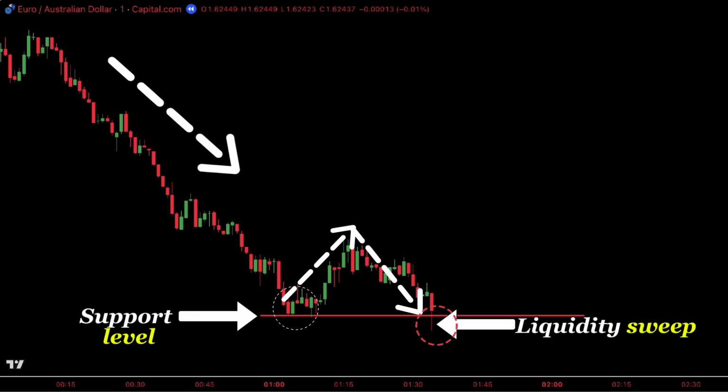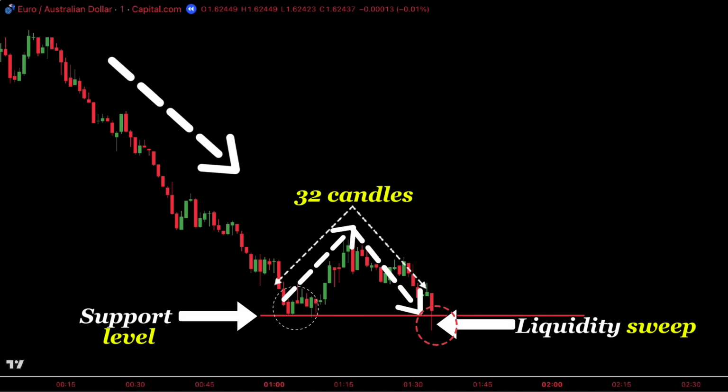That liquidity sweep is our trading signal. There is another important detail you should pay attention to. From the moment the support level was first created until the candle that made the stop hunt, approximately 32 candles formed. This is exactly what we are looking for.